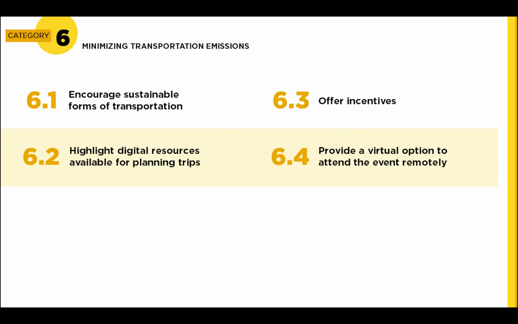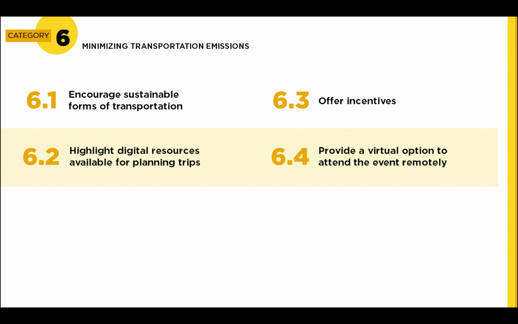There are a lot of apps that you can use and highlight. There are also campus maps that show things like our wheel paths available and the biking routes and walking routes that people can take if the event is happening here. For 6.3 is if your budget allows to offer incentives, definitely encourage you to include those to incentivize people to use an alternative form of transportation to arrive to the event.